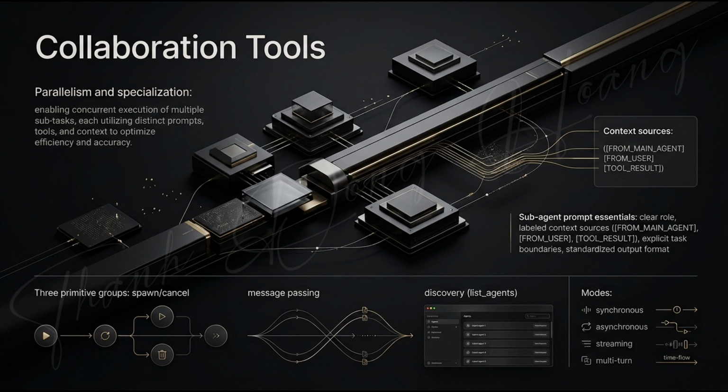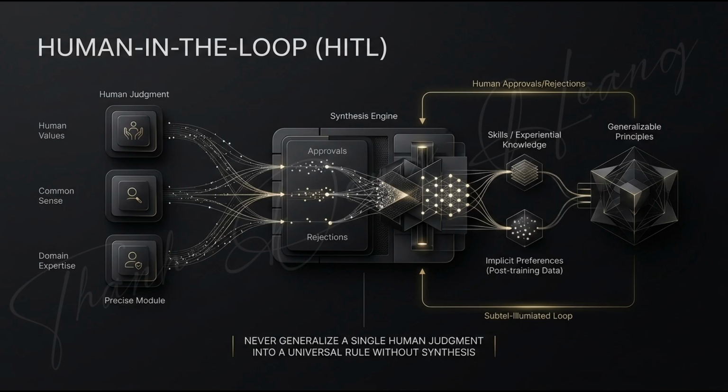The core capabilities are spawning and canceling agents, passing messages back and forth while they run, and discovering which other agents are available. These support everything from a quick synchronous call to a long-running asynchronous task to an ongoing multi-turn conversation between agents. Human in the loop.